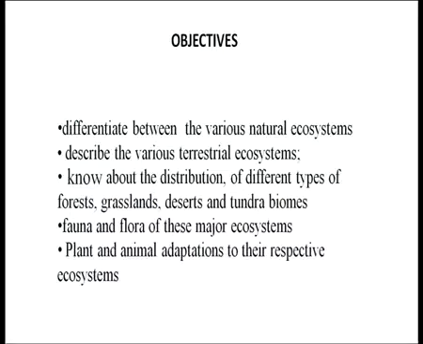The objectives of today's program are that after learning this, you can differentiate between the various natural ecosystems, describe the various terrestrial ecosystems, know about the distribution of the different types of forest, grasslands and tundra biomes, fauna and flora of these systems, plants and animals, adaptation to these respective ecosystems.